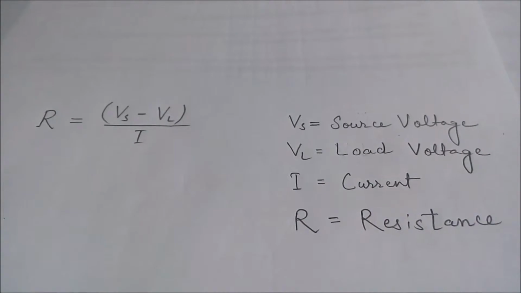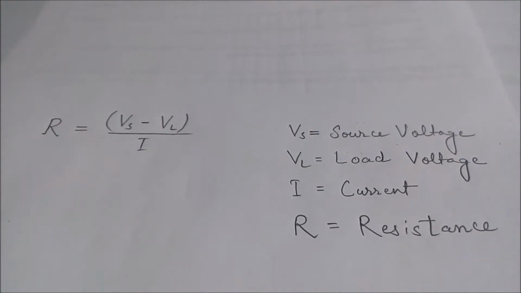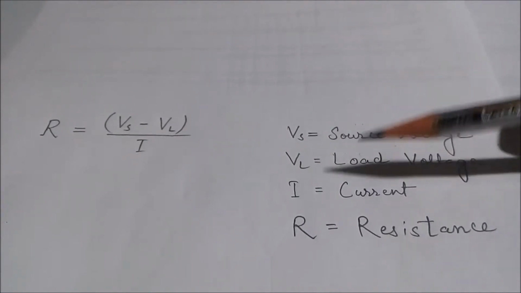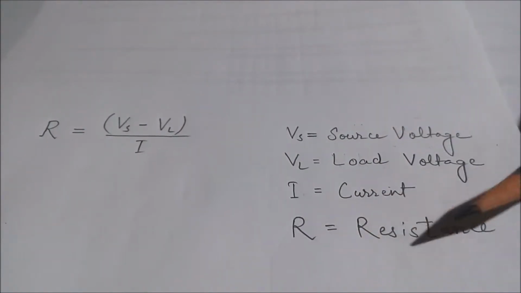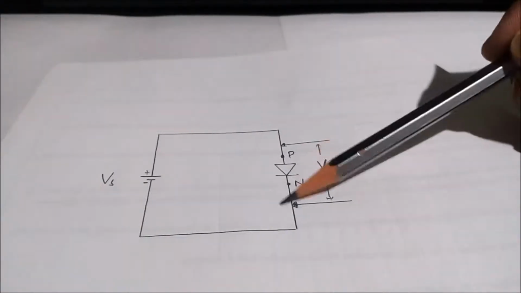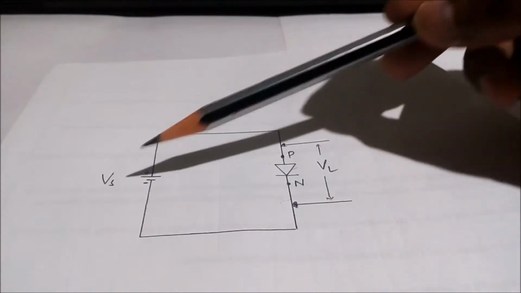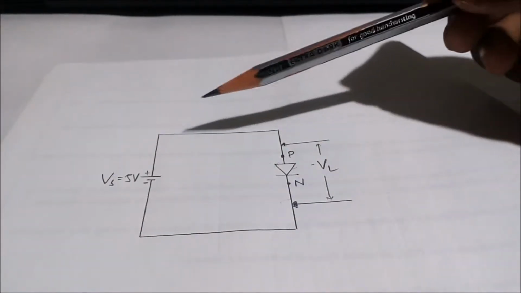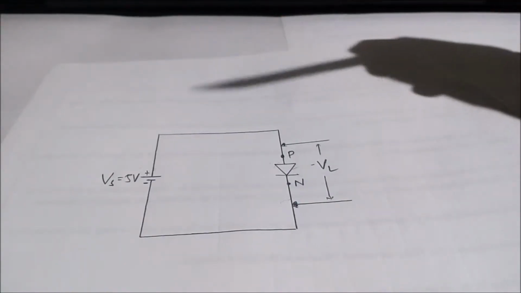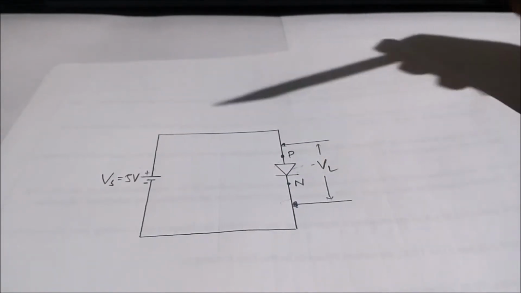Let me show you. By using this formula, R equal to (Vs minus VL) upon I, Vs is the source voltage, VL is the load voltage, I is the current, and R is the resistance. To know the value of the resistor that we want to connect in series with this LED, we have to first connect the voltage source with the LED. In my case, the voltage source is 5 volt and I want to know the value of the resistor that should be connected in series with this LED so that the LED will not burn out.